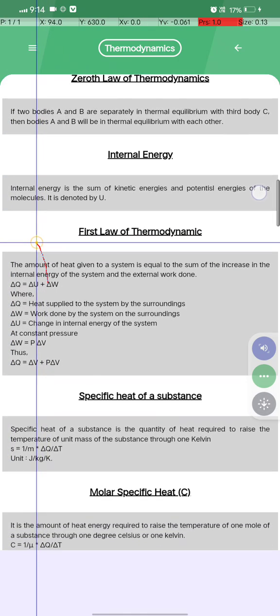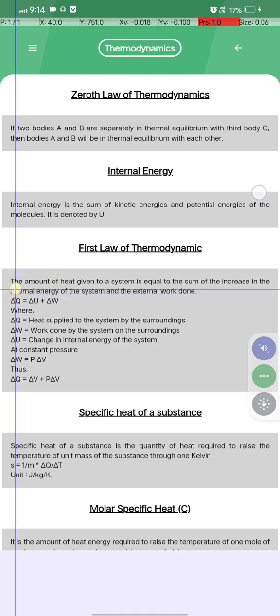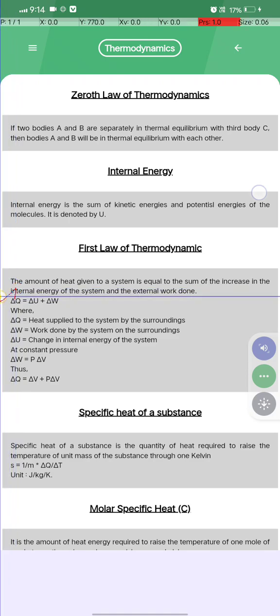The first law of thermodynamics क्या कहता है? The amount of heat given to a substance is equal to the sum of the increase in the internal energy of the system and the external work done.